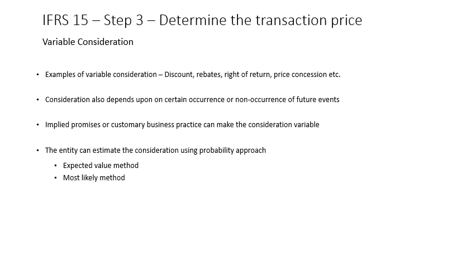The entity needs to go through the contract and identify all the terms and conditions, and also consider the customary business practice while estimating the variable consideration. If the contract includes variable consideration, then the entity needs to estimate the same. There are two methods which help the entity to estimate the variable consideration: the expected value method or the most likely method. The entity needs to choose any one of the methods to arrive at the variable consideration.